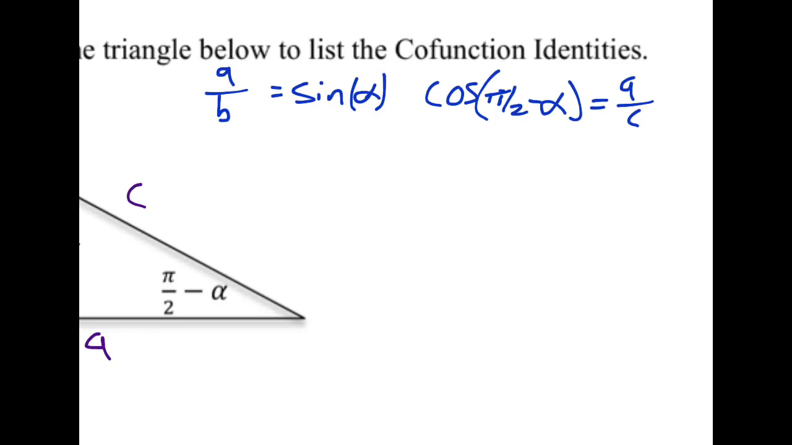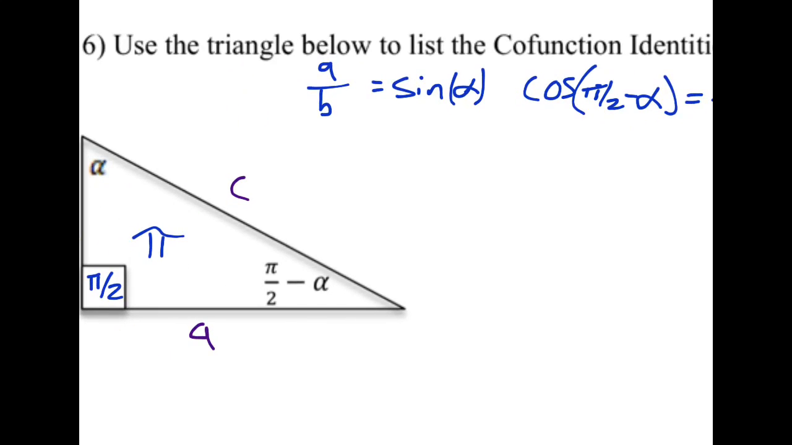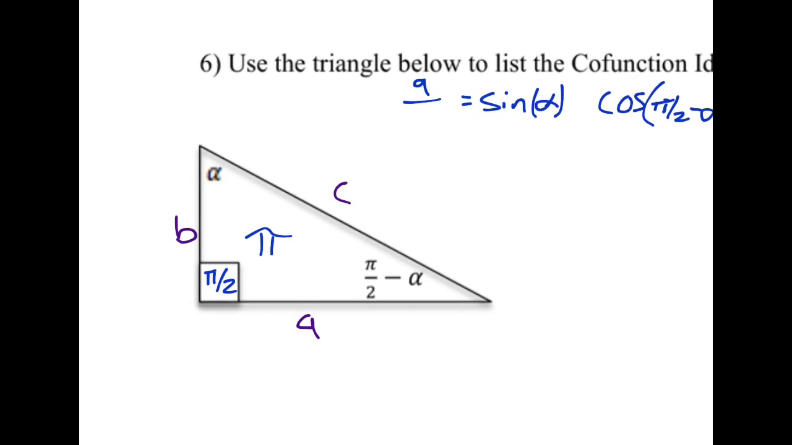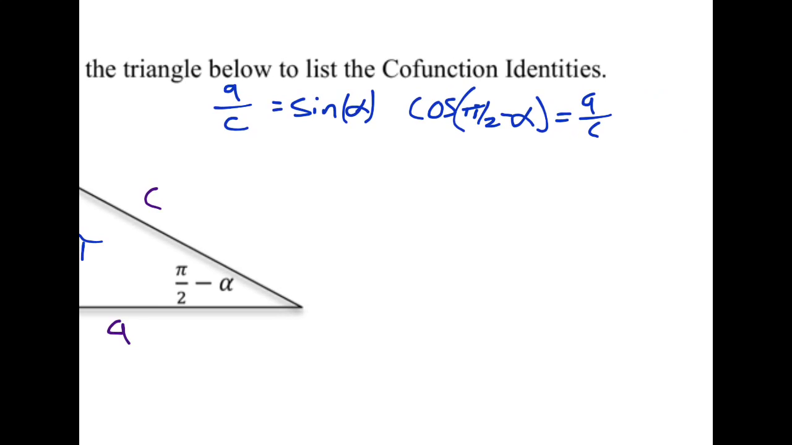So notice that I goofed this up from the very beginning. I said sine was A over B. That doesn't make sense, because sine is opposite over hypotenuse. The opposite side from alpha is A, the hypotenuse is C. Sorry about that, I don't know what I was doing. But notice, sine of alpha is A over C, cosine of pi over 2 minus alpha is A over C, therefore sine of alpha equals cosine of pi over 2 minus alpha. That's kind of neat and cool.